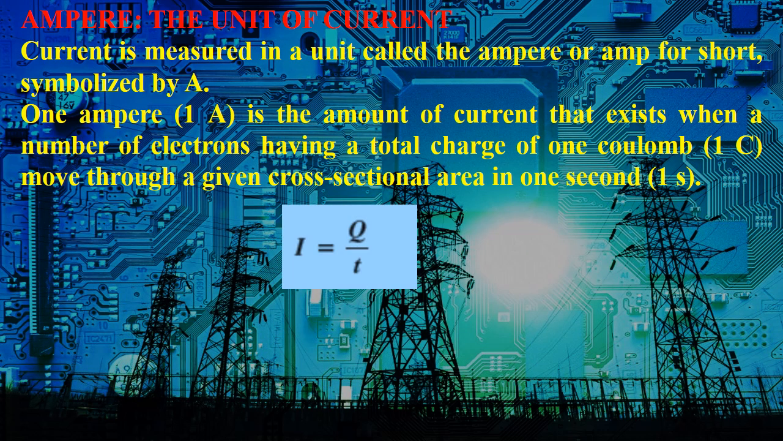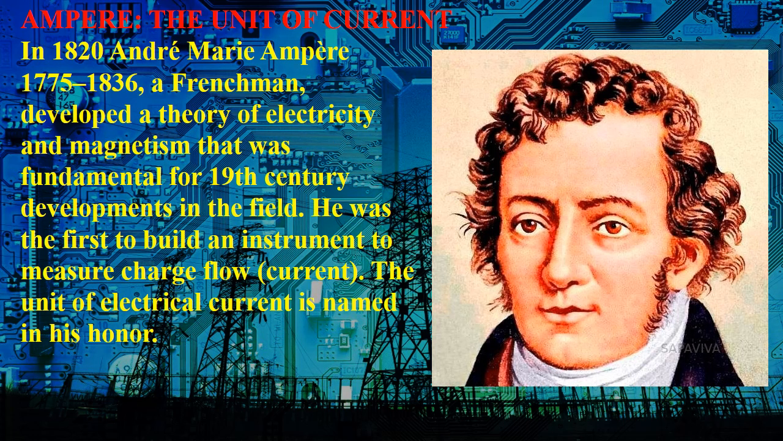Okay, the unit of current. Current is measured in a unit called the ampere, or amp for short, symbolized by A. One amp is the amount of current that exists when a number of electrons having a total charge of 1 coulomb move through a given cross-sectional area in 1 second. So current is equal to charge divided by time. Or in Ohm's law we say voltage divided by resistance. Electrical current is the flow of charge under the influence of voltage. It's a physical quantity, and the unit is ampere or amps.